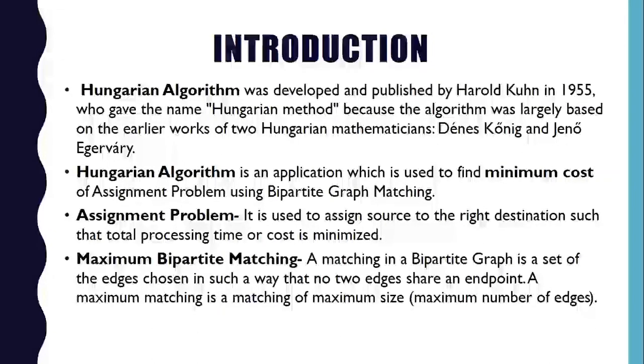This is done with the help of bipartite matching. A bipartite graph is one such graph in which the set of edges chosen are in such a way that no two edges share an endpoint. And the maximum matching is when there is the maximum size, that is, the maximum number of edges are involved.